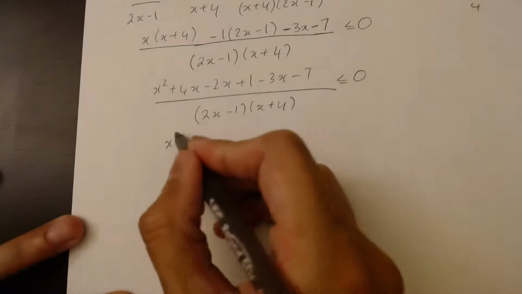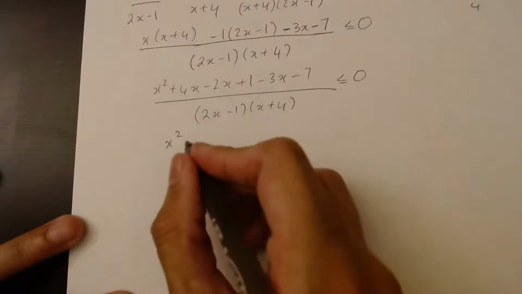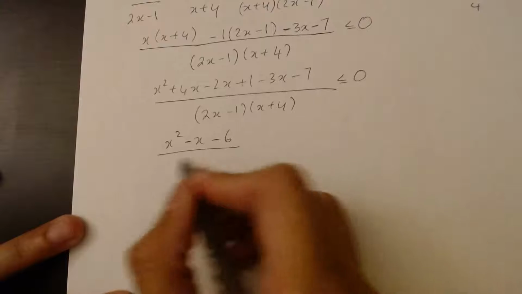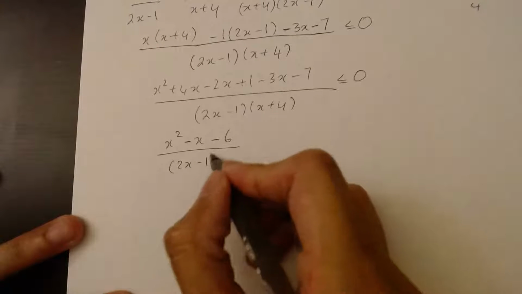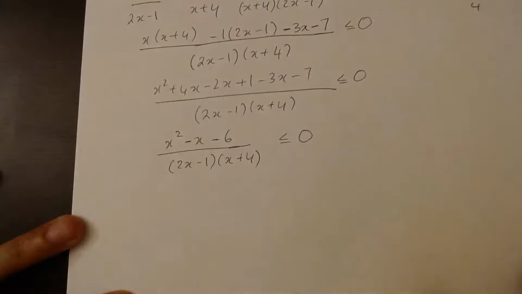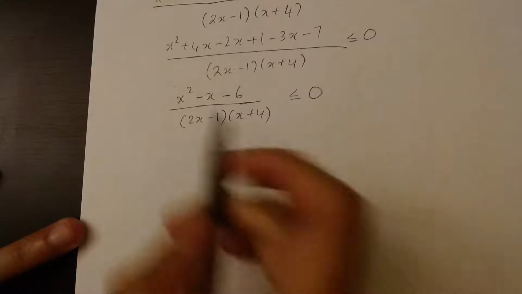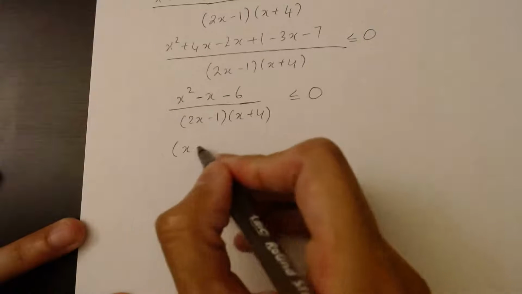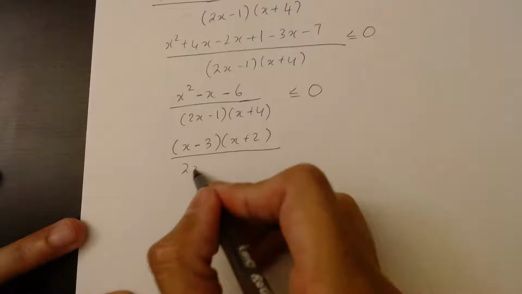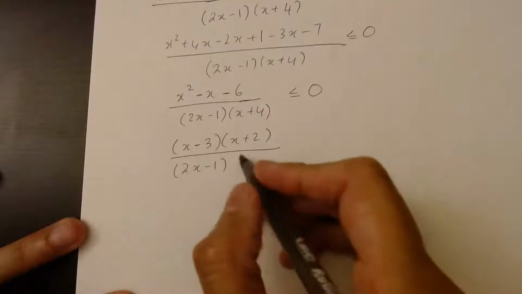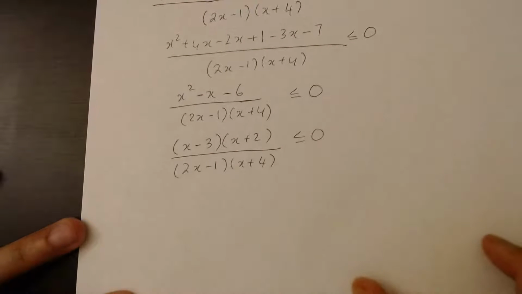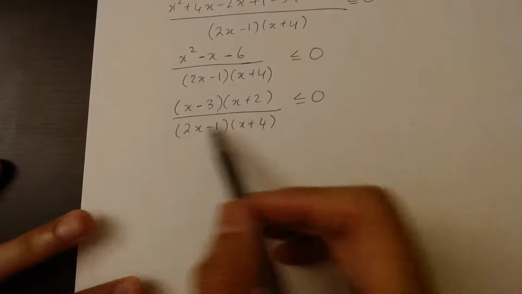Combine like terms in the top. So I have x squared, 4 minus 2 minus 3 is negative x, minus 6. Denominator still stays the same. It's less than or equal to 0. And now I just want to factor the top. So that's a simple trinomial. So x minus 3, x plus 2. Okay, at this point, I'm fully factored, fully simplified.